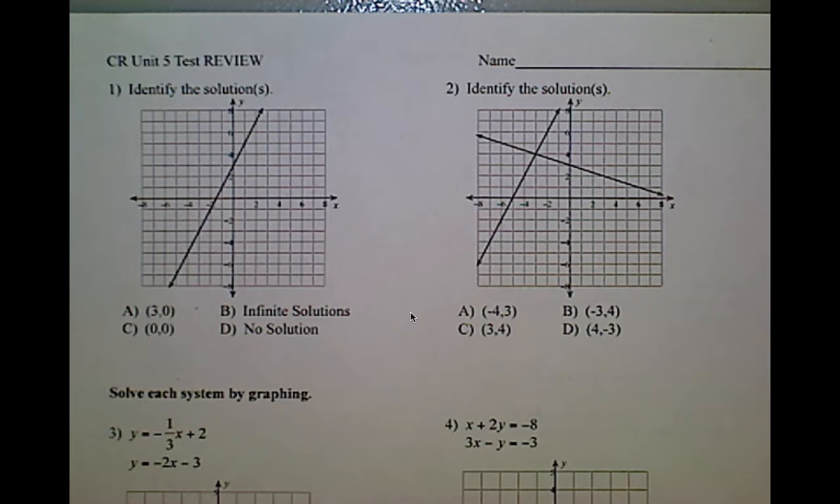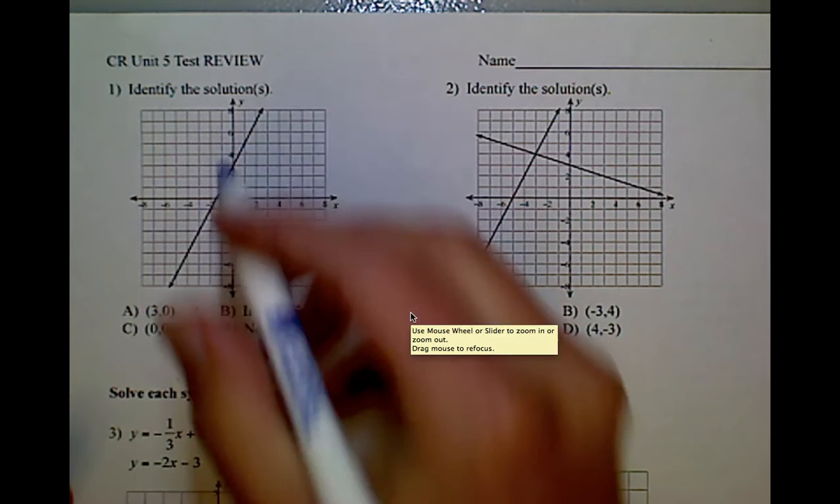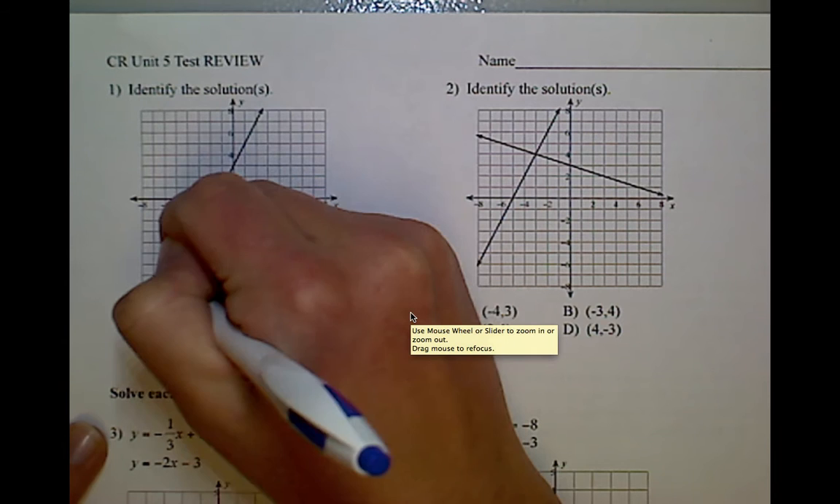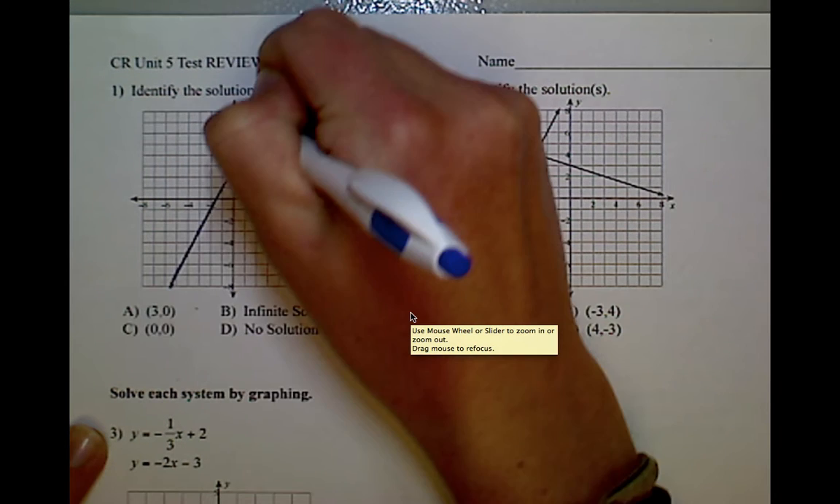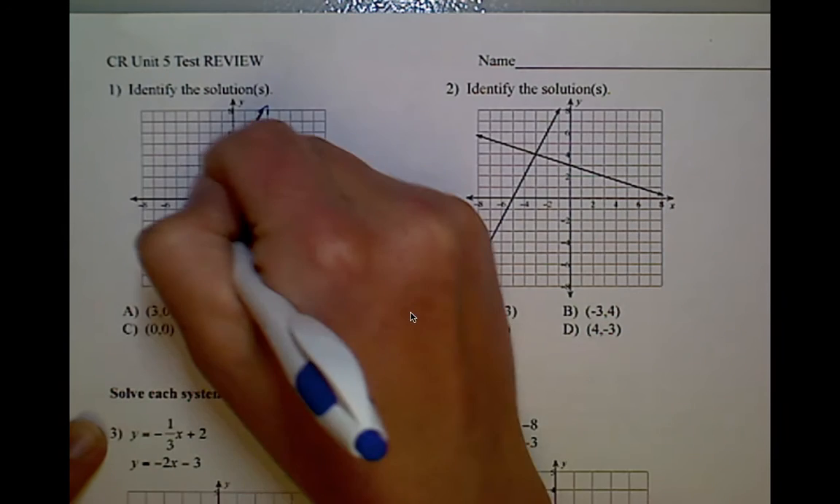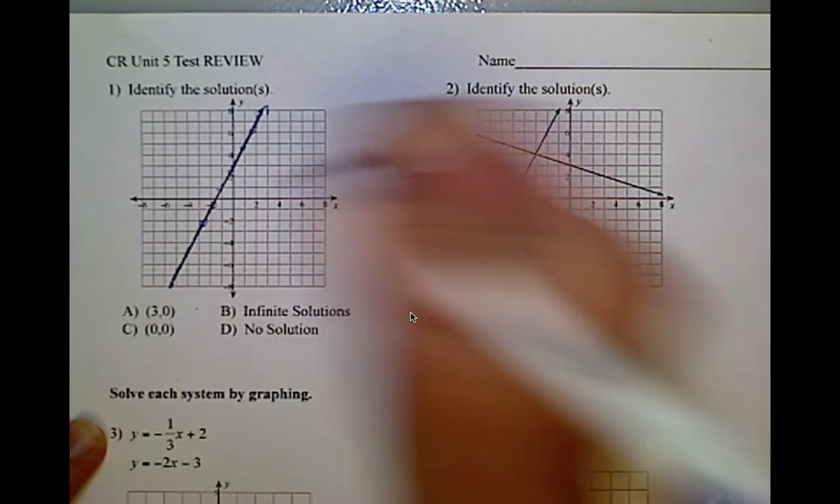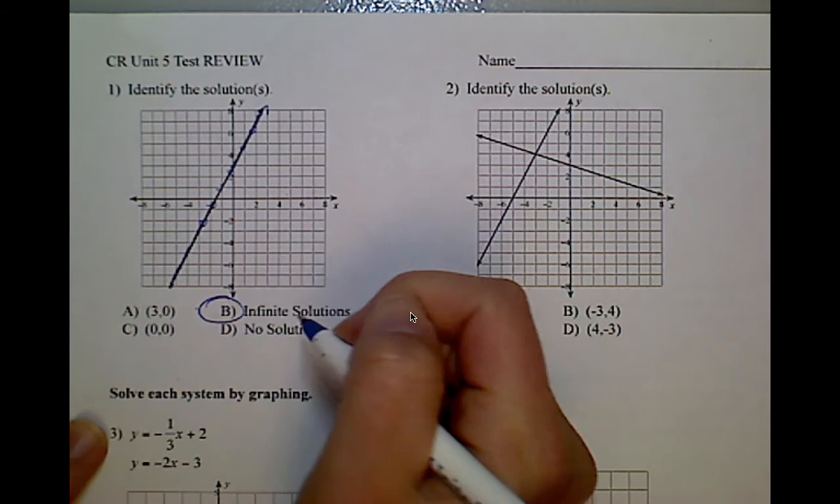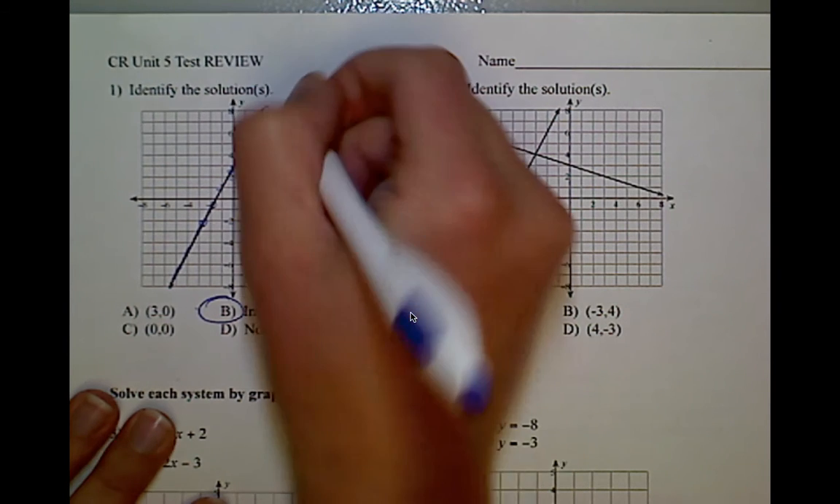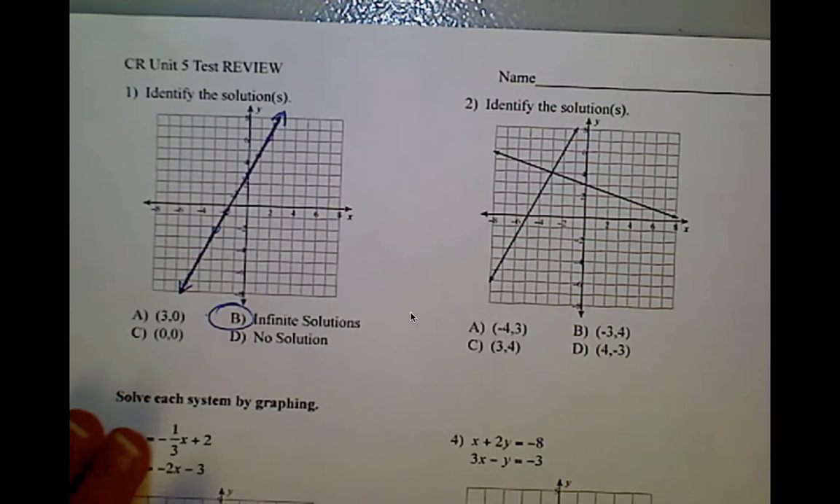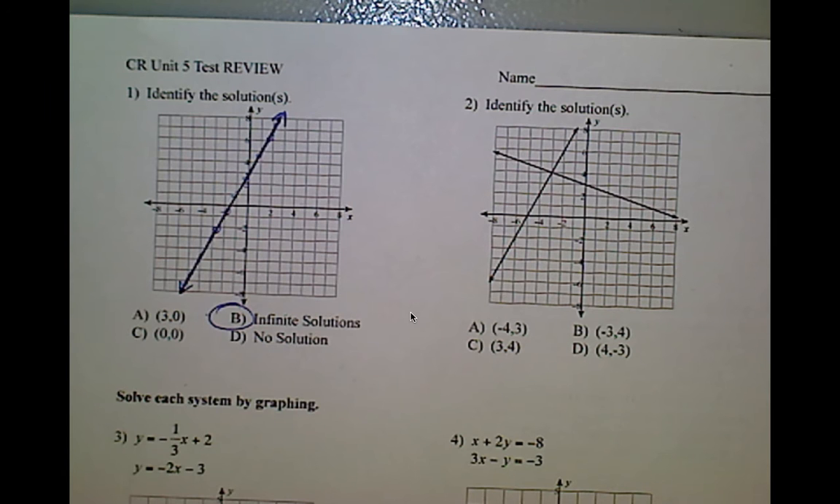All right, here is your Unit 5 test review. They're all systems, so even though you only see one line here, it's because they're right on top of each other. And if they're right on top of each other, they're intersecting every single place that they're touching. So therefore, there are infinitely many solutions. We can't physically identify every single one because lines go on forever. So they're touching everywhere that line passes.